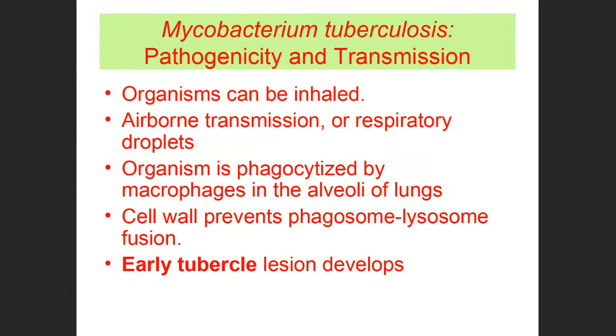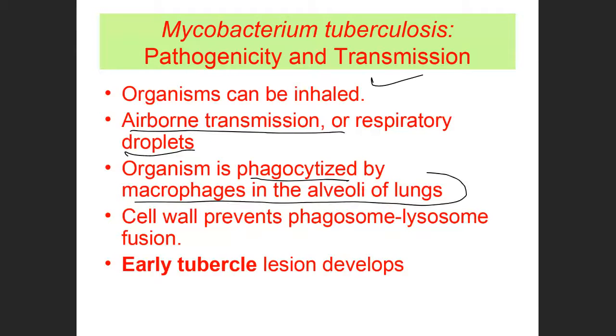We get the organism through the respiratory tract. It is inhaled. It's a true airborne transmission through respiratory droplets. The organism is phagocytized by the macrophages of the alveoli of the lungs. We saw this in chapter 16. It prevents phagosome-lysosome fusion, so it remains inside these macrophages, creating an early tubercle lesion.